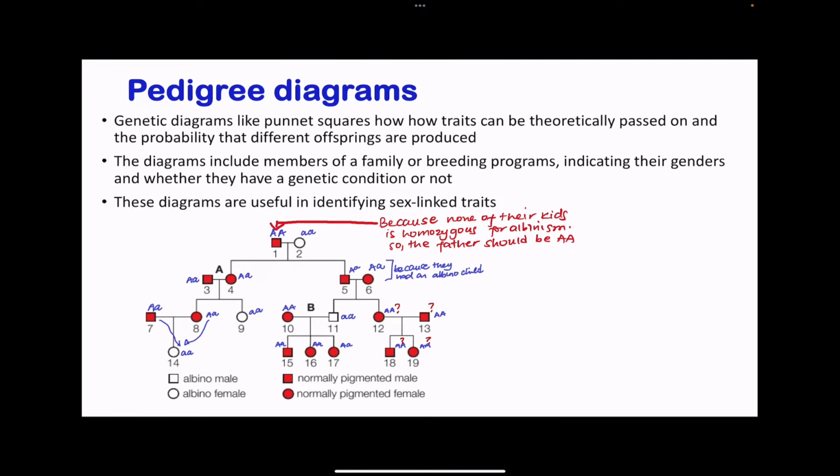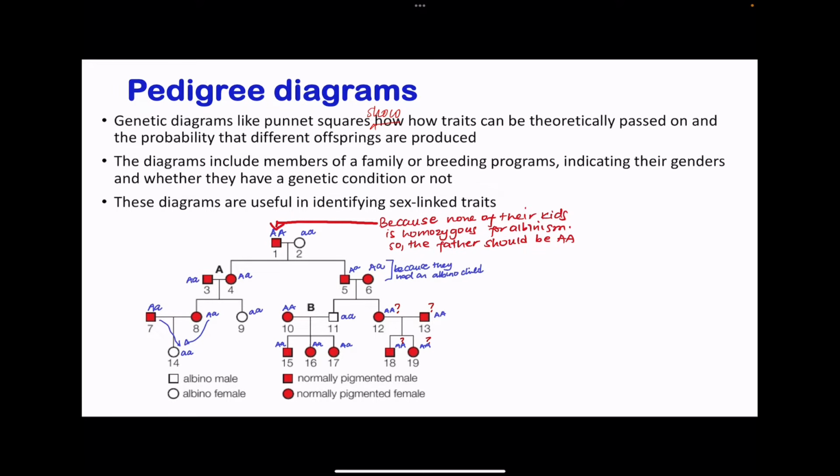Going to pedigree diagrams. Pedigree diagrams are like Punnett squares that are used to show how traits can be theoretically passed on and the probability that different offsprings are produced. So these diagrams, of course, show members of a family or any breeding programs indicating their gender as well as the genetic conditions that they have. An example is what we have here.